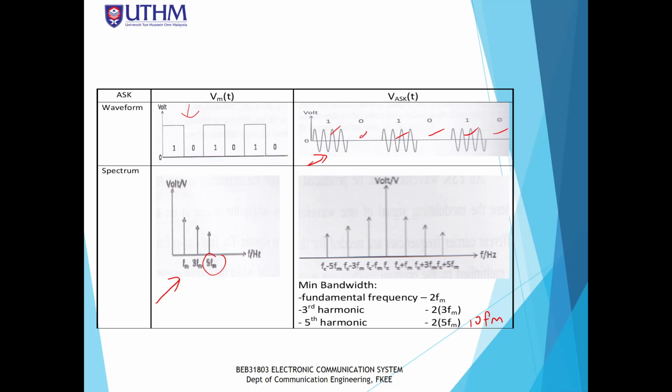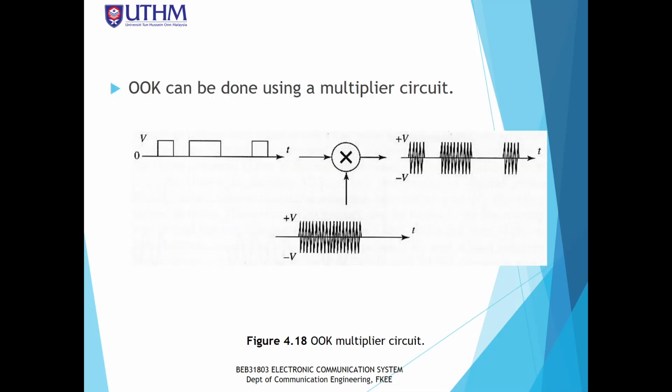If we have only one harmonic, a single input fm, then the output bandwidth is 2 times fm. If we have input up to 3fm, then the output bandwidth is going to be 6fm. It produces an upper sideband and also a lower sideband. So the bandwidth for ASK is equal to 2 times the input frequency fm. OOK can be done using a multiplier circuit.